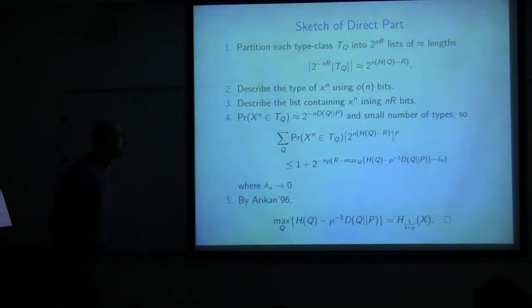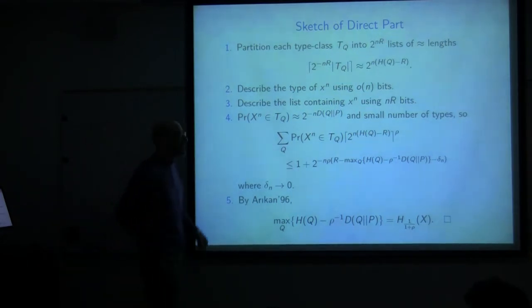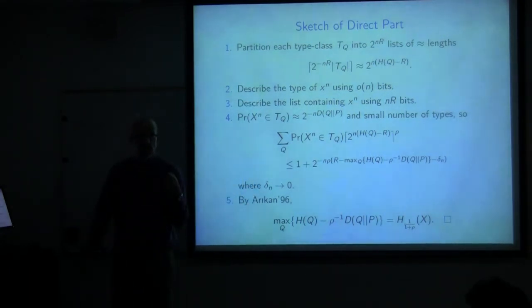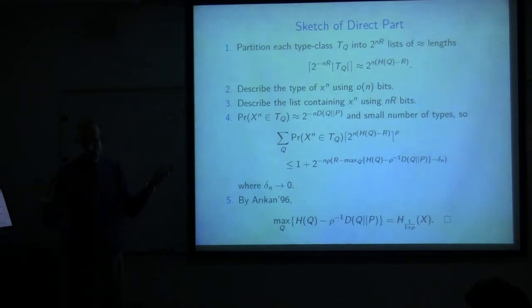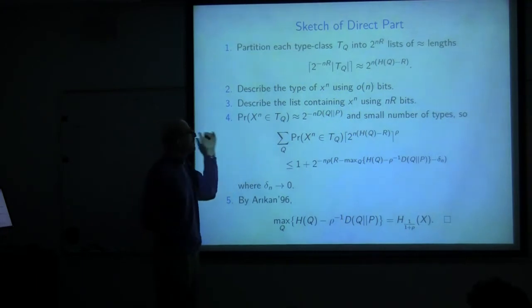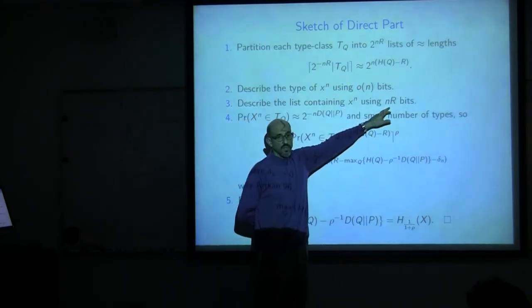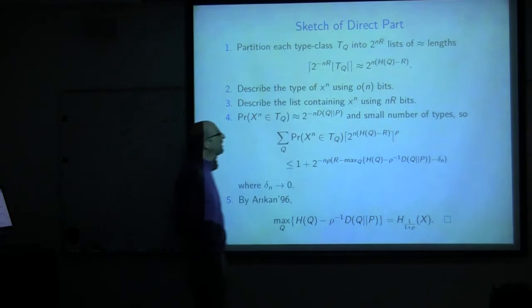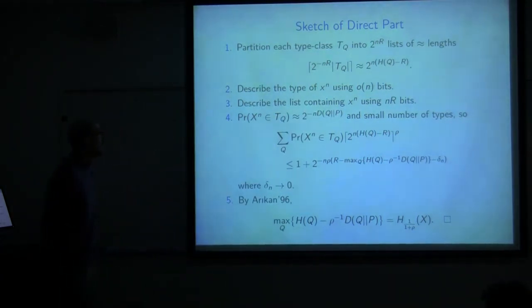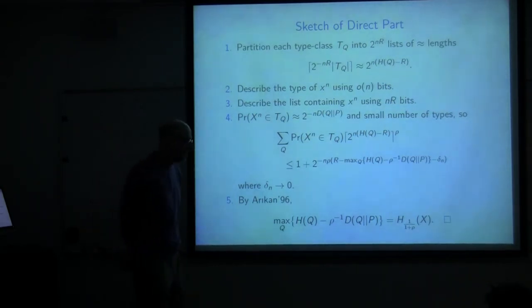So how is the coding scheme going to work? Well, if I want to describe the task X^n, first I describe the type of X^n. And since there's a polynomial number of types, that doesn't cost me much. So describing the type is not a big deal. And afterwards, appended to that, I describe the list containing this X^n using NR bits. So I look at which subset of T_Q contains it, and that requires NR bits.